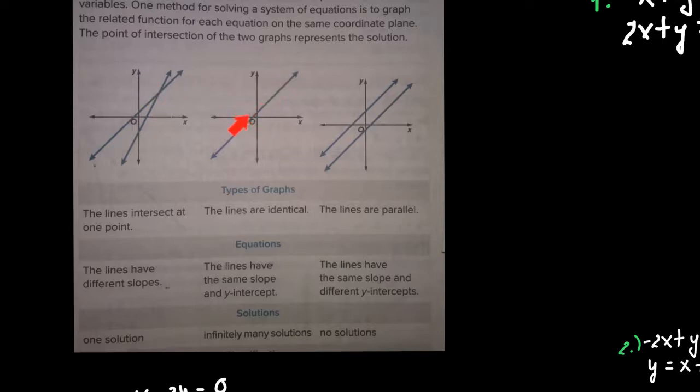What happened with the second one? The lines are exactly the same. Okay, we have infinitely many solutions when we have the same line, because all of these points are going to make the linear equation system true. And the third case is that when they never cross. Okay, what happened? There is no solution.